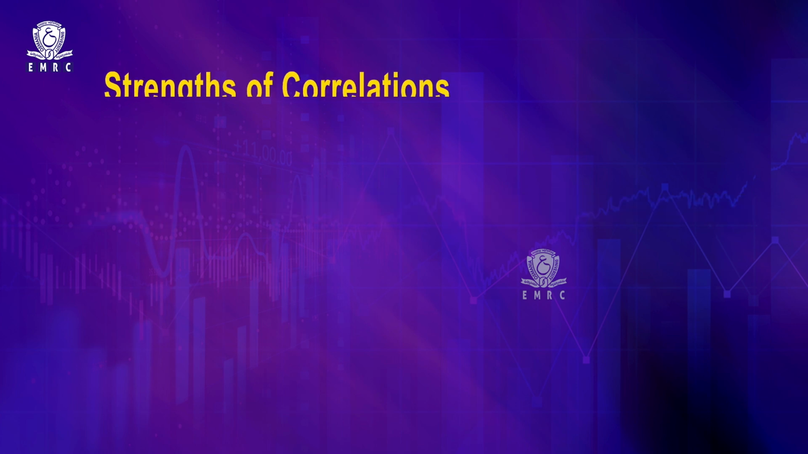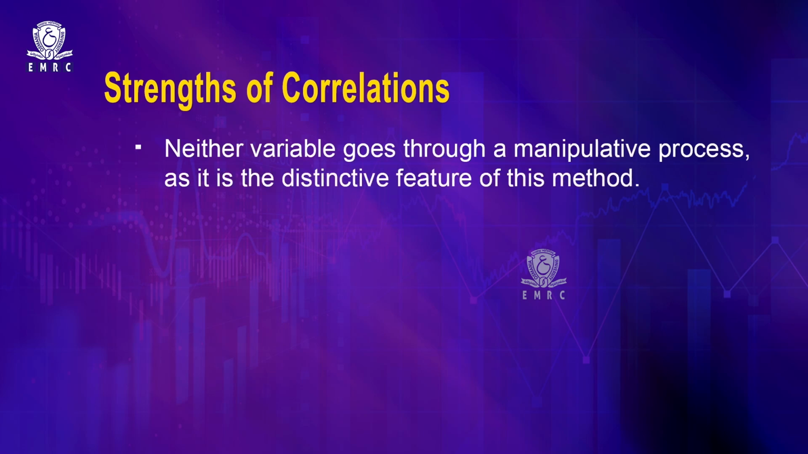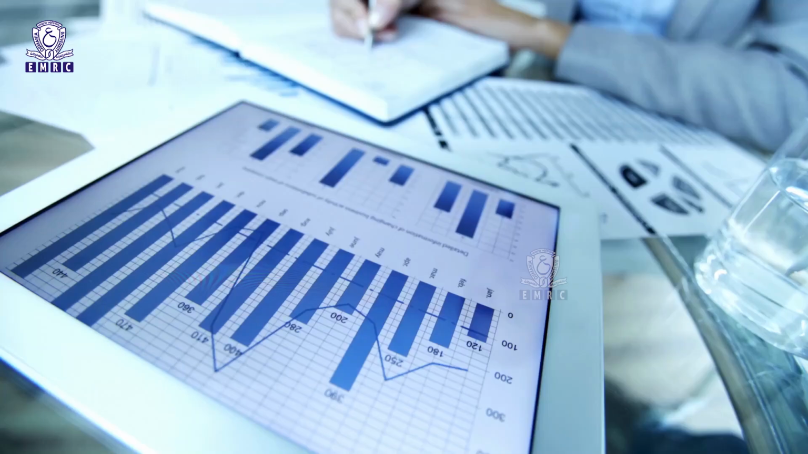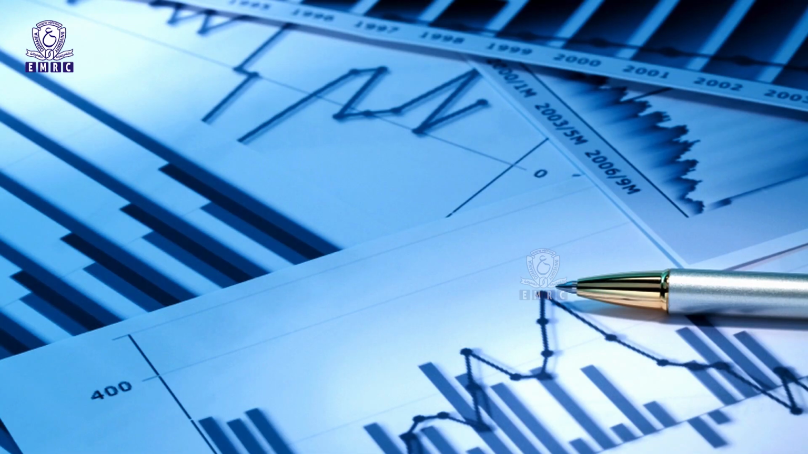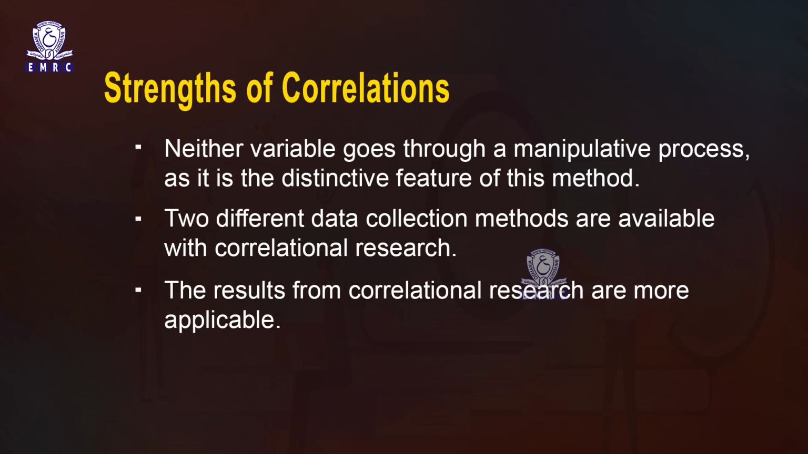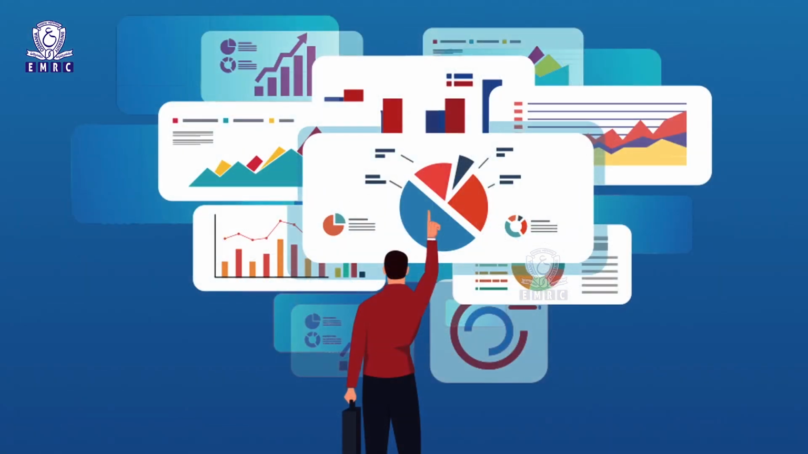Now, the strengths of correlations are: neither variable goes through a manipulative process, as it is the distinctive feature of this method. Two different data collection methods are available with correlation research. The information is straightforward, giving researchers access to specific points that can lead to a greater understanding of the potential variables involved in each situation. The results from correlational research are more applicable because a correlational research study occurs in a real-life situation. The data that gets gathered from this work is typically more applicable to everyday encounters.